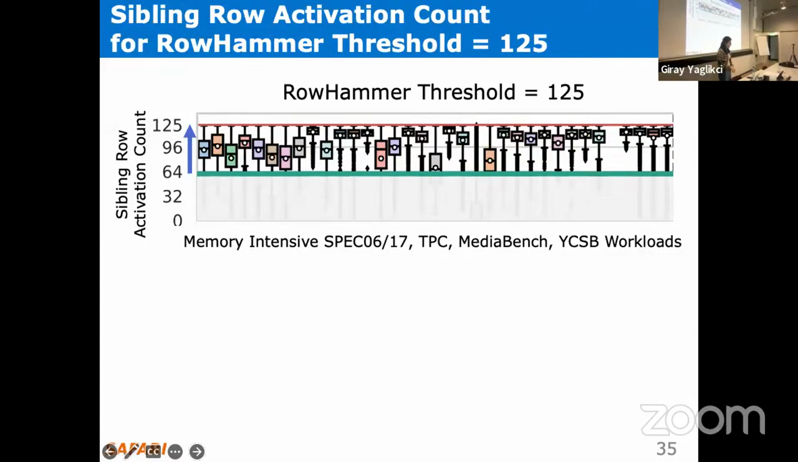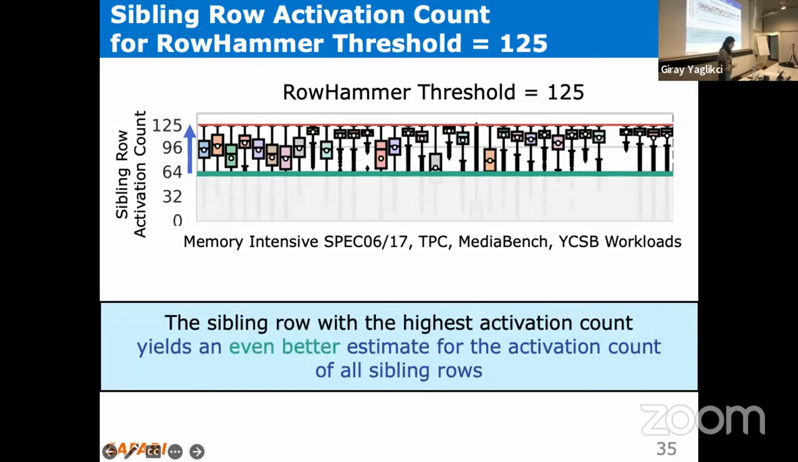We repeat this analysis for a smaller RowHammer threshold, 125 activations. And we find the key observation to be more prominent at the smaller RowHammer threshold.